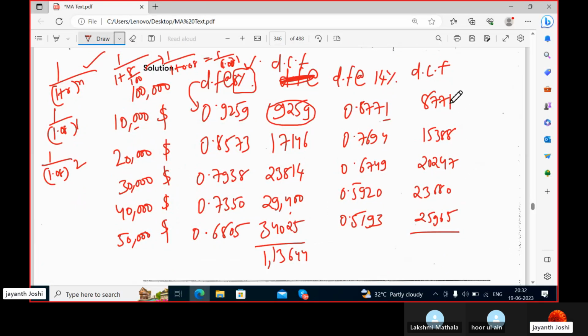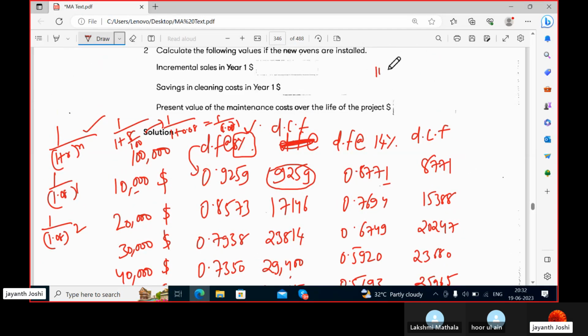So see, 8,771. For 10% in the first year it was 9,090. For 8% it is 9,259. For 14% it is 8,771. So what we see is a higher discount factor, more discounting, less cash flows; less discounting, more cash flows. Okay. Fine. This was the base. So higher and lower rates we have taken. Now let's do the total for this.